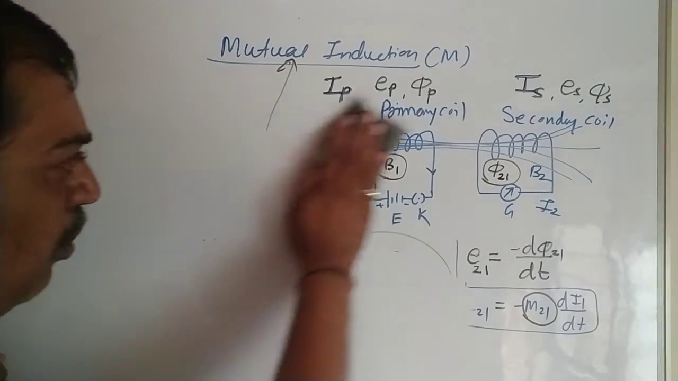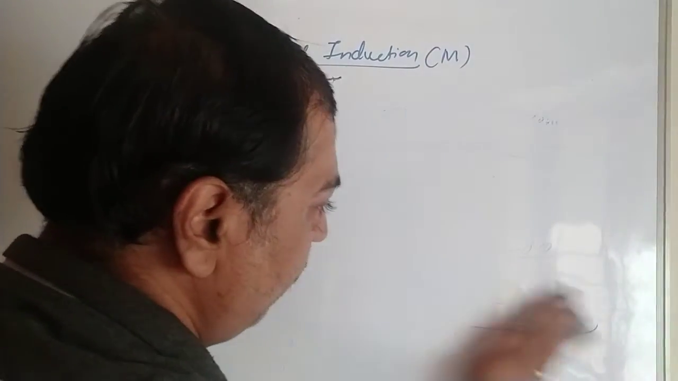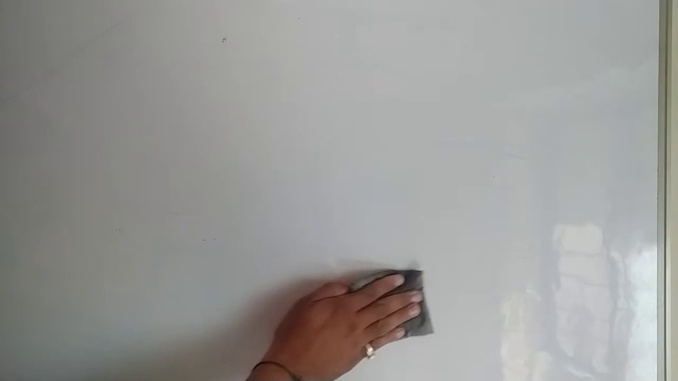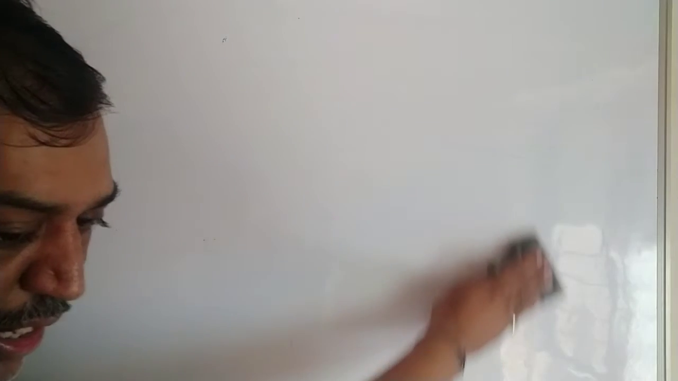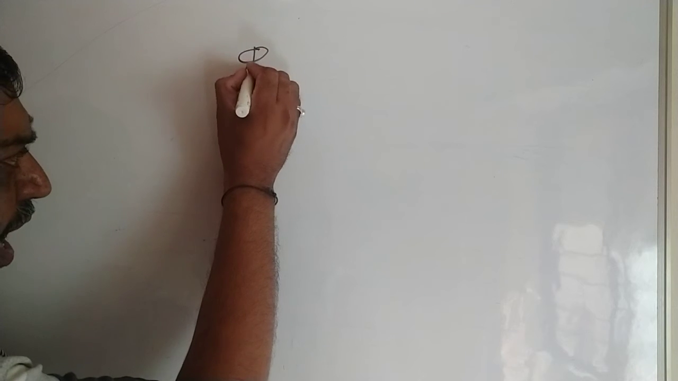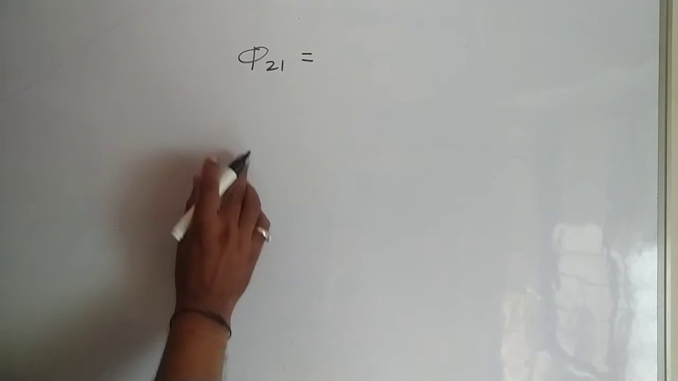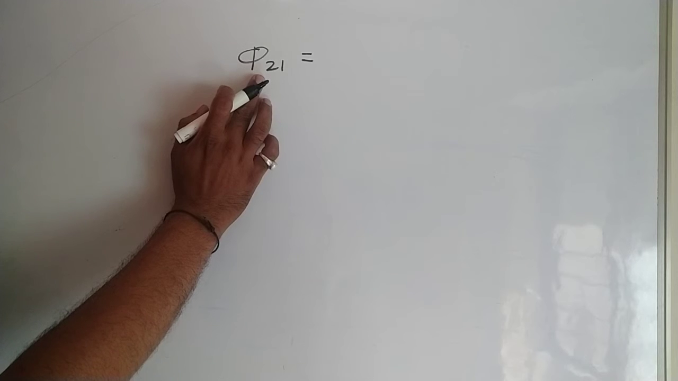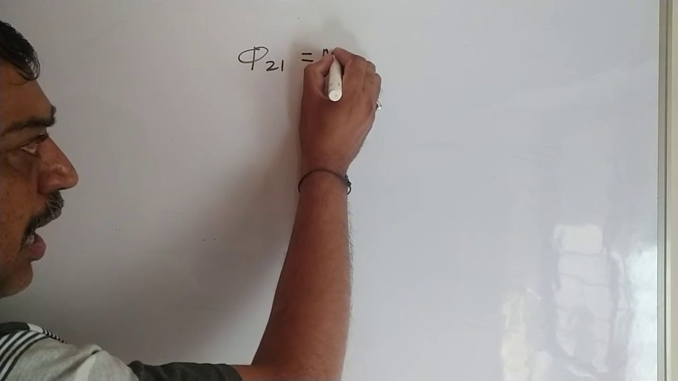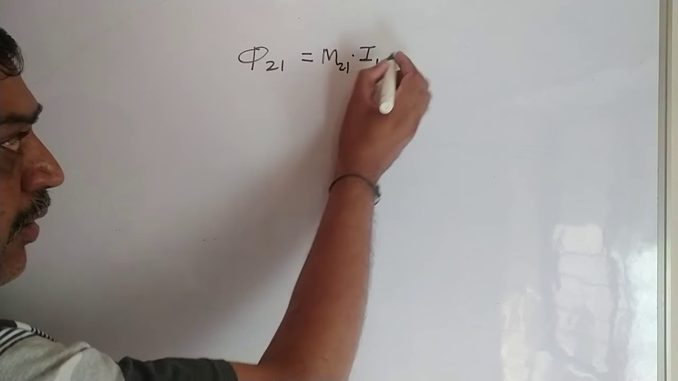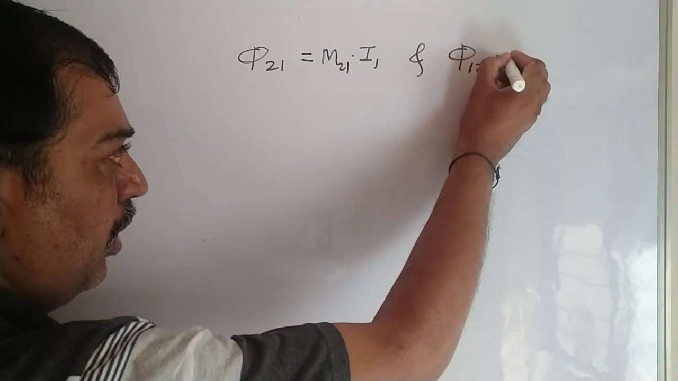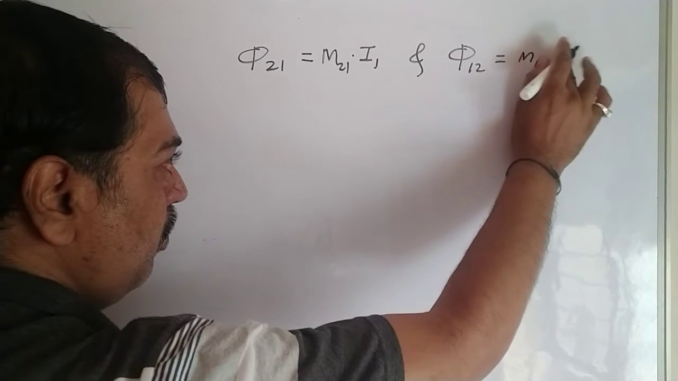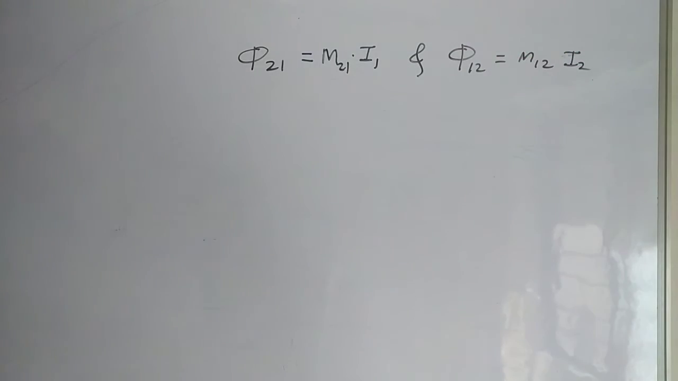Now we have to go to the definition. We have to learn the definition of mutual induction, similar to what we learned in self induction. I will write the equations directly now. Phi 21 equals M21 into I1, meaning current in the first coil induces flux in the secondary coil, and phi 12 equals M12 into I2. This type of thing we have derived before.